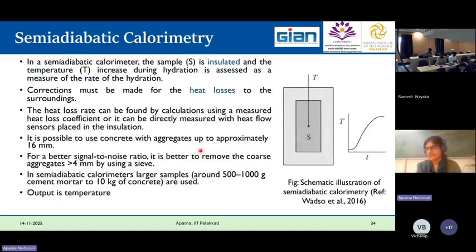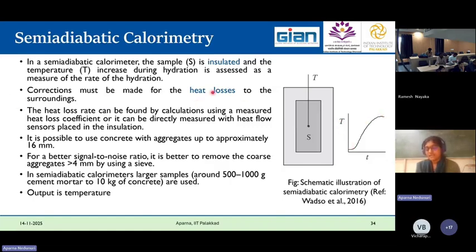We can also have semi-adiabatic calorimetry. In this, we allow some amount of heat loss. So instead of increasing the surrounding temperature, we try to insulate the system. And in an insulated environment, we try to measure how the sample temperature increases. So with an increase in time, how is the sample temperature increasing?